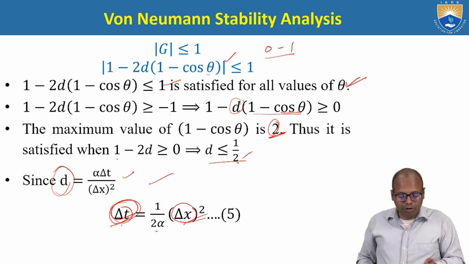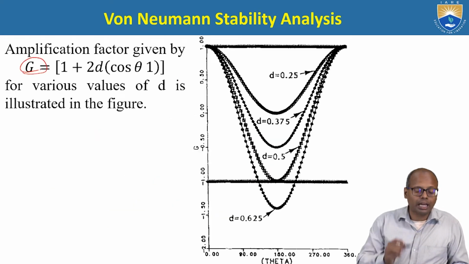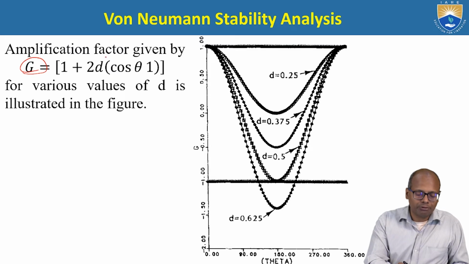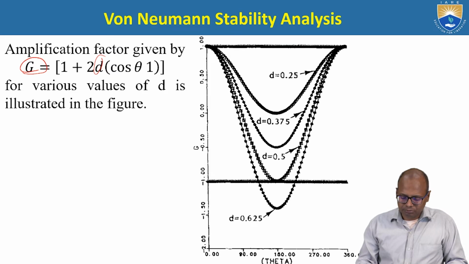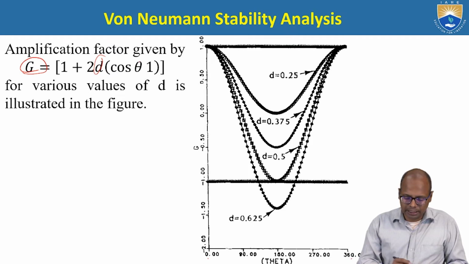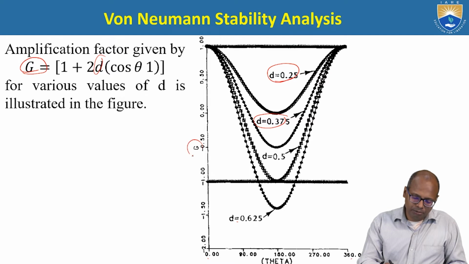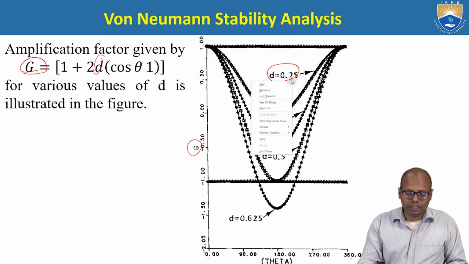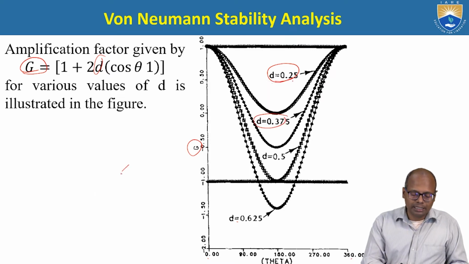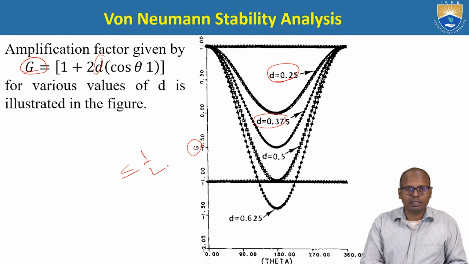So we'll see how the amplification factor varies for different values of d. Here theta is varying from 0 to 360, and for different values of this diffusion number, we see how the amplification factor is varying. So if d is equal to 0.25, say suppose, because here d is less than or equal to half, that is what is taken.